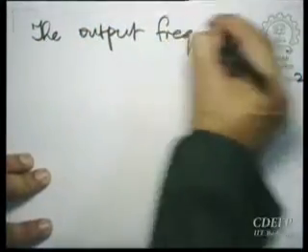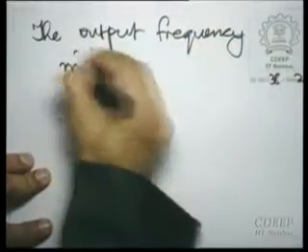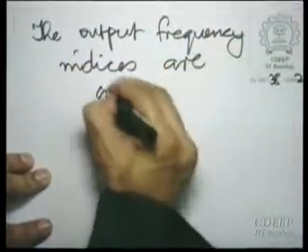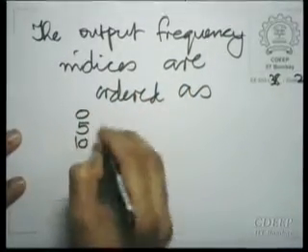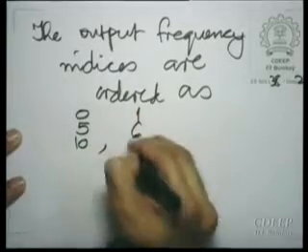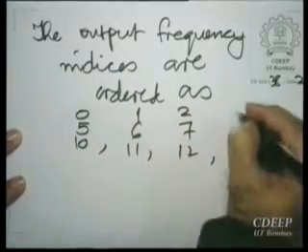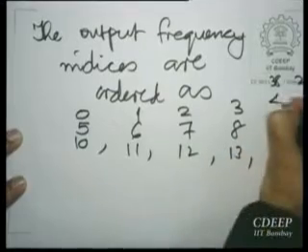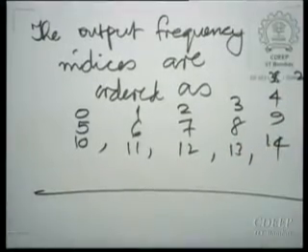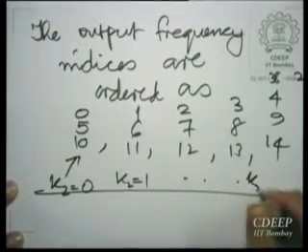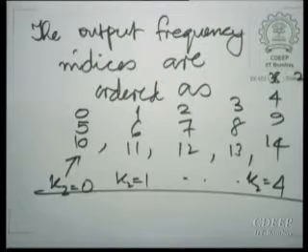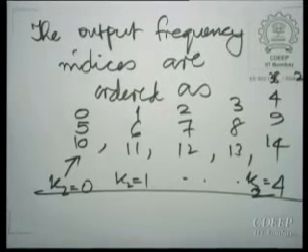The output frequency indices are ordered as 0, 5, 10, 1, 6, 11, 2, 7, 12, 3, 8, 13, and finally 4, 9, 14. On the K2 equal to 0 box, K2 equal to 1, and so on up to K2 equal to 4. So you have a reordering of both the time and the frequency indices.